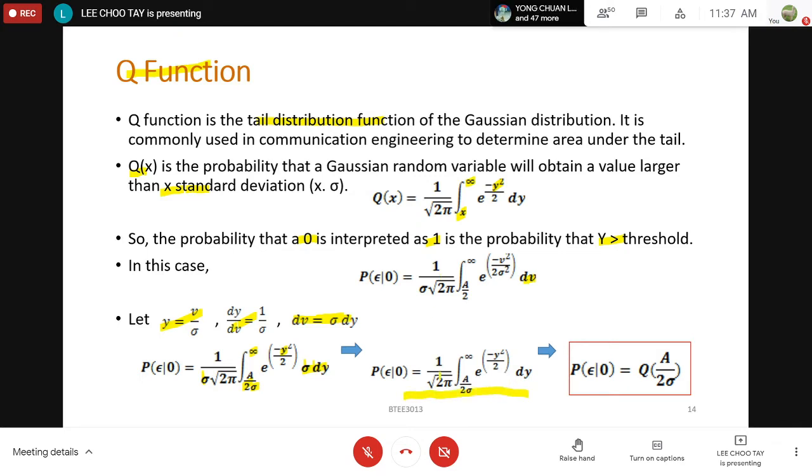Okay, so you can see this equation actually is in the same format as the Q(x) equation. 1 over root 2 pi, and then the integral with limit from a over 2 sigma to infinity, e to the power of minus y square over 2 dy. So exactly the same. Now the limit is different. And this is x, so this is Q(x). So my x now is a over 2 sigma. Therefore, I can safely say that the probability of error when the 0 is being transmitted is equal to the Q function of a over 2 sigma.